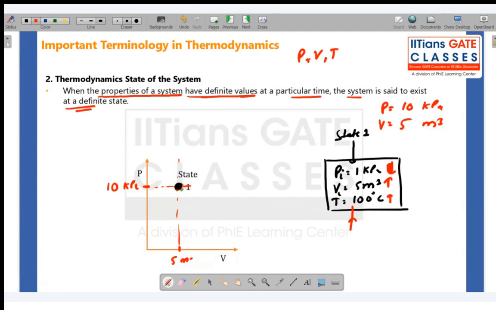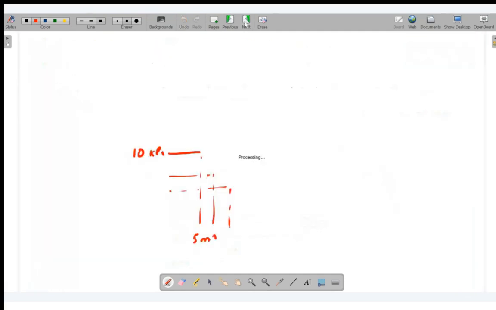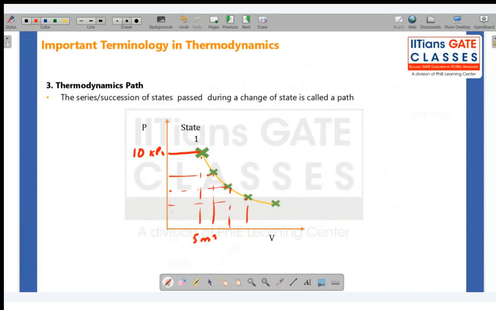Until and unless you keep giving heat, this is going to change. It is going to further change. You see, it is taking some intermediate pressures and temperatures to determine the path. So the series or succession of states passed during a change, this is one state and now it is changing slowly, slowly, slowly. Whatever series, whatever points it is taking, is called the path.